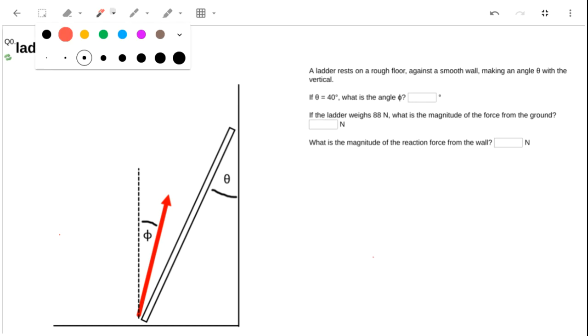A ladder rests against a wall, a smooth wall and a rough floor, making an angle theta with the vertical.